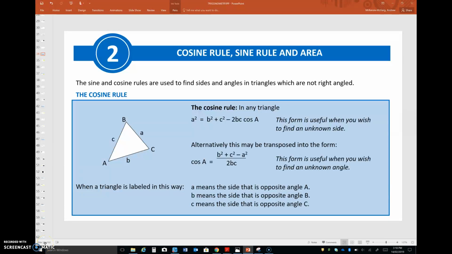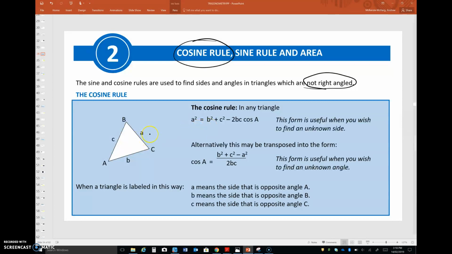In this video we're going to look at the cosine rule. So the heading has cosine rule, sine rule and area, but this video is all about cosine rule. Now down here we have a triangle, and you'll notice that we're moving into non-right angle triangles. The cosine rule works for right angle triangles too, but we're looking at non-right angle triangles here.